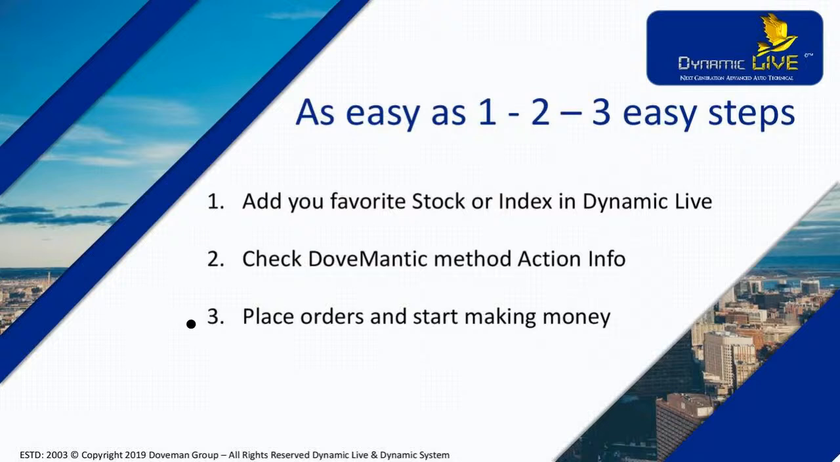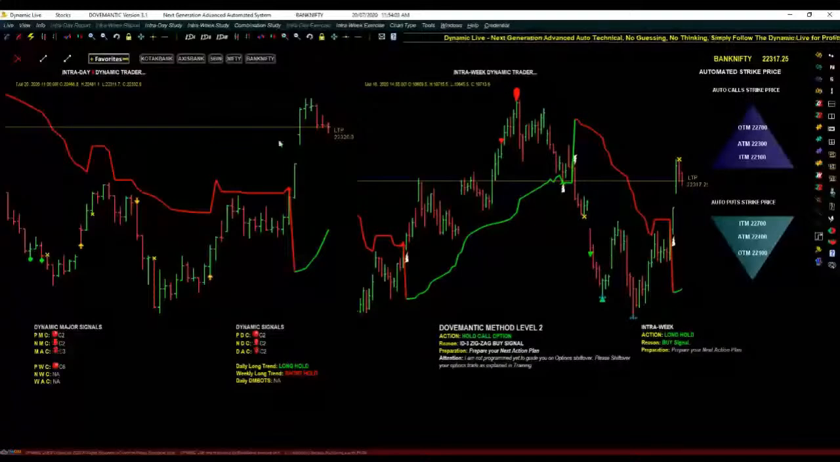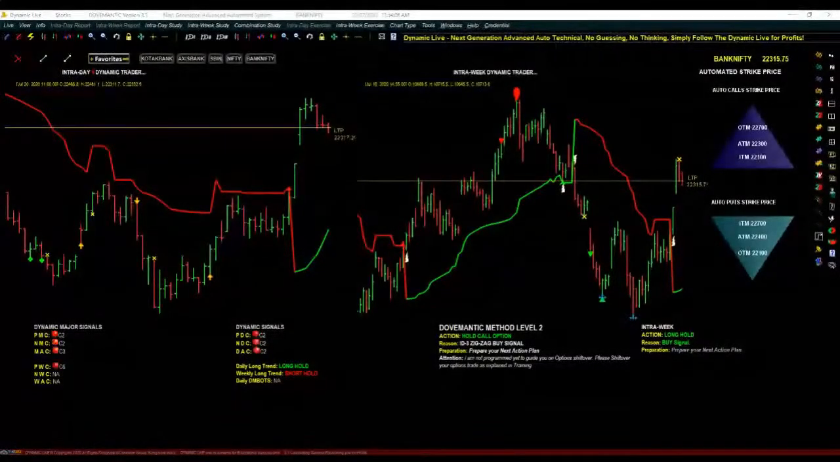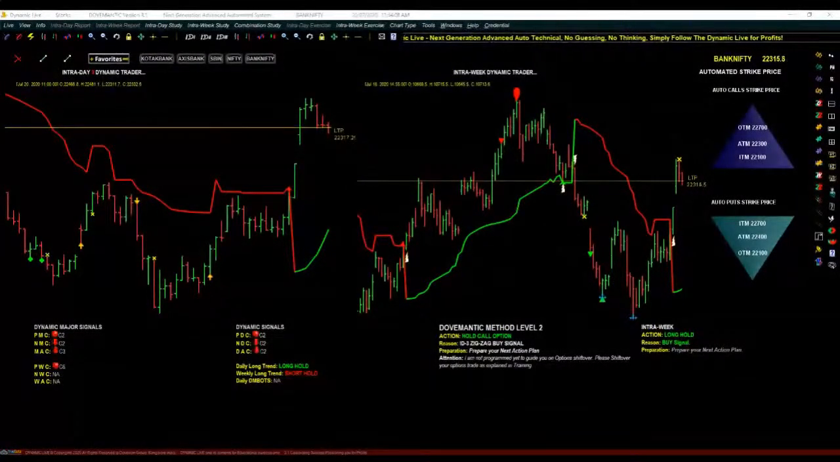So today, let us go check this Dynamic Live in the real-time market, in the live market, to understand how really easy it is and how one can benefit from it. Now, for us to check this, I request any of you to suggest me your favorite stock or index, so that we can see how this Dynamic Live helps us to benefit from it, and what information it is giving as of now in the real-time market.